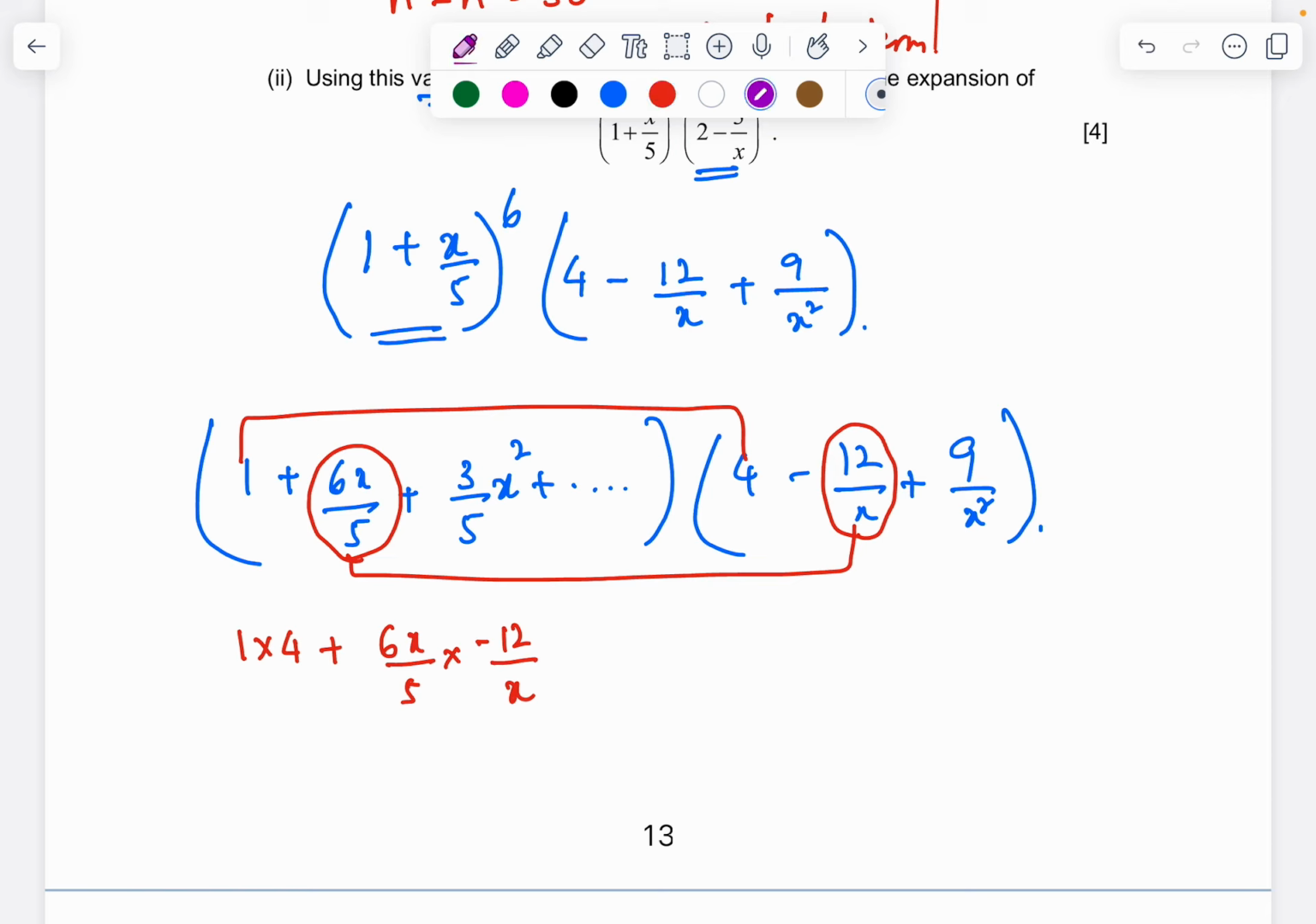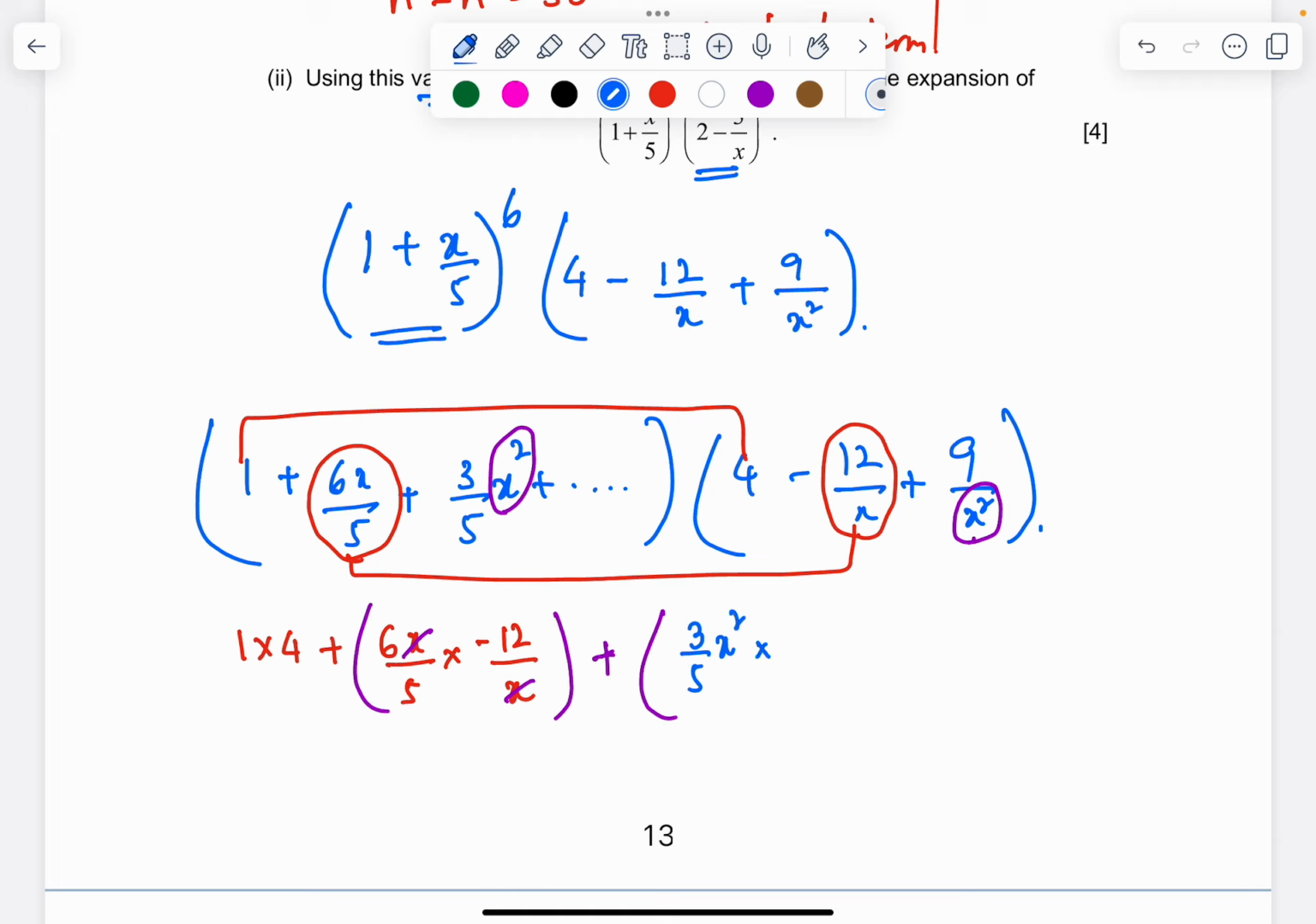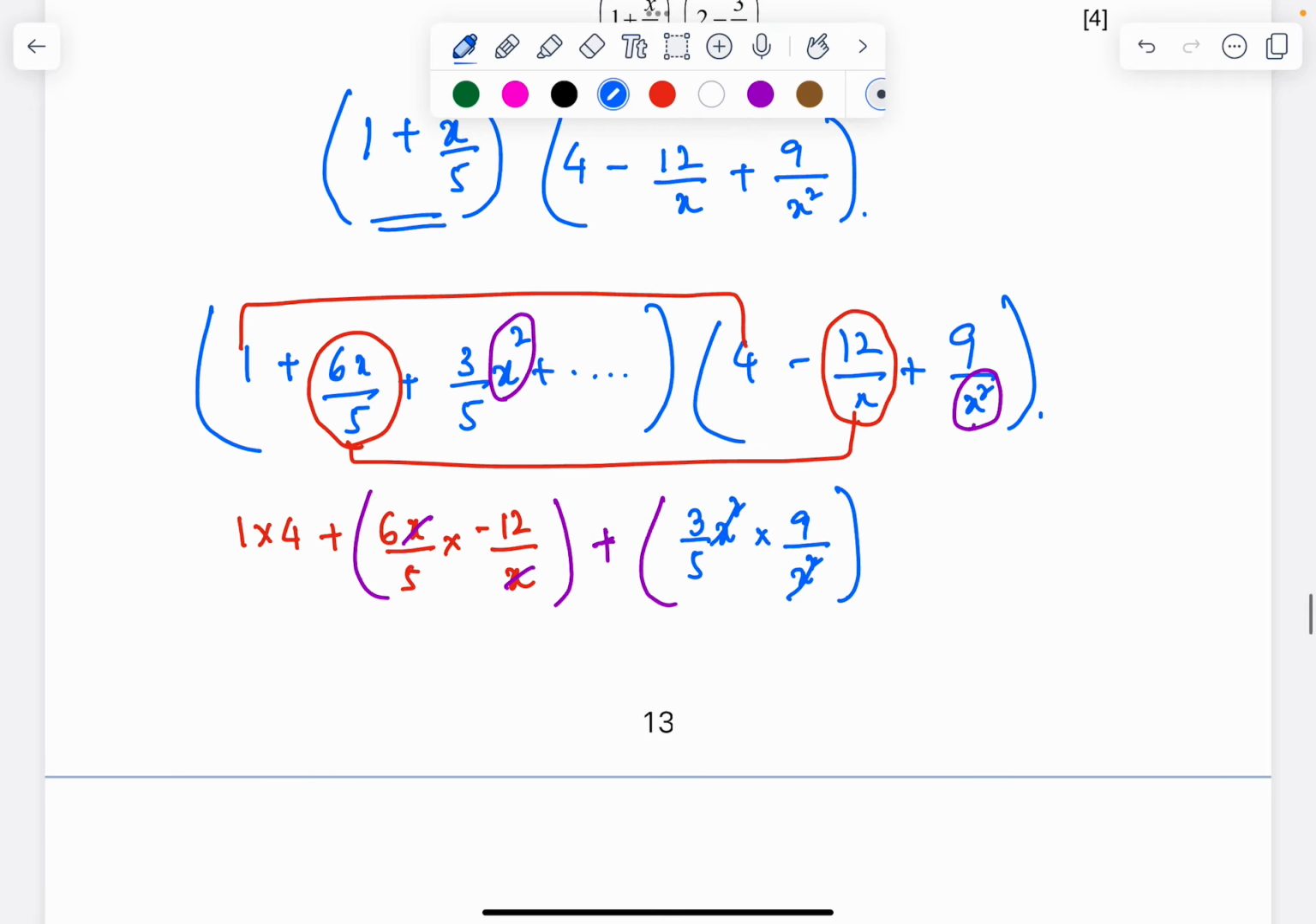See, the x and x getting cancelled, which means this also gives us the constant term. And the x square and x square terms also get cancelled, right? So I will write that 3 over 5 x square times 9 over x square. See, this and this also get cancelled.